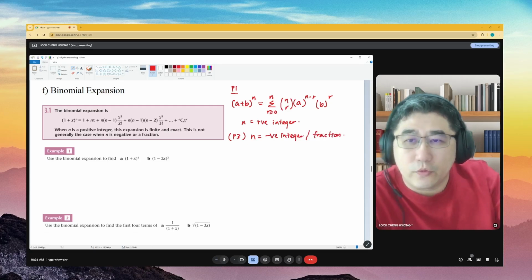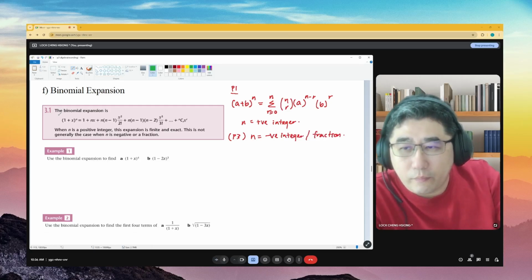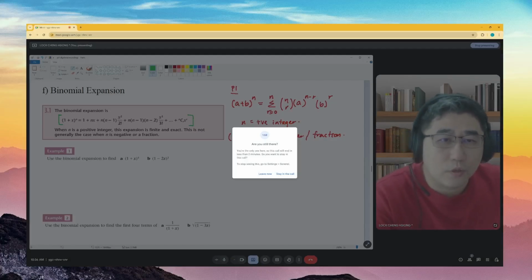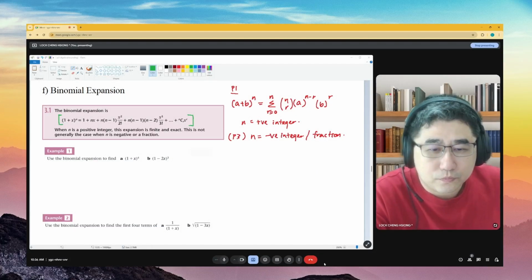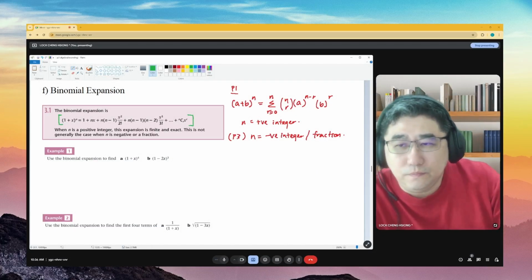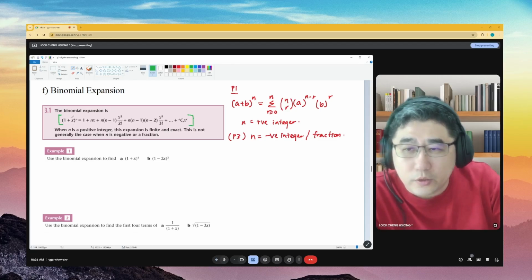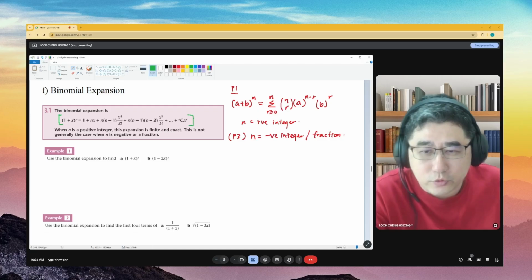So the formula that we're looking at will be this one, the formula that we're actually referring to, where n is not a positive integer.